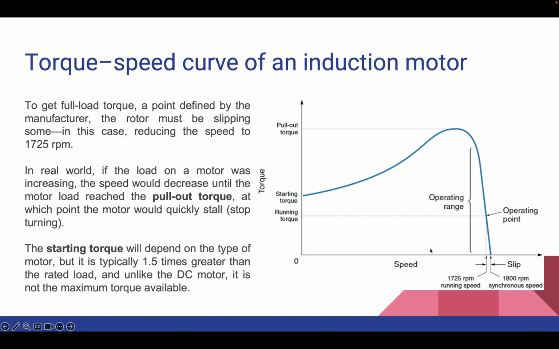In real life, this means that if the load on the motor was increasing, the speed would decrease until the motor reaches the pull-out torque at this stage. This is the point at which the motor would quickly stall, or stop turning further. The starting torque that we see here depends on the type of motor, but it's typically 1.5 times greater than the rated load, and unlike the DC motor, it is not the maximum torque available.